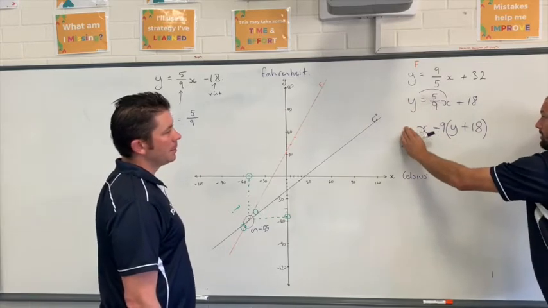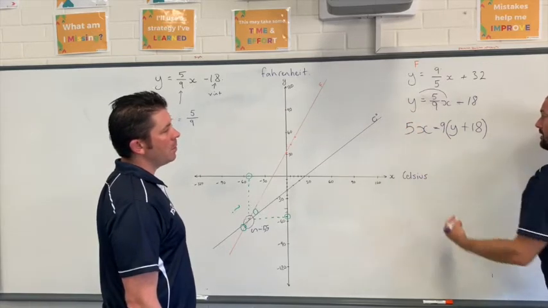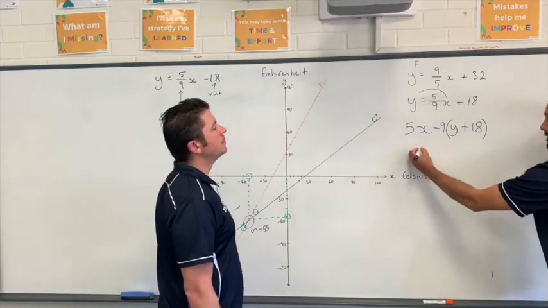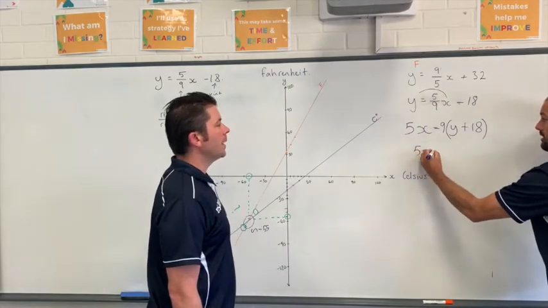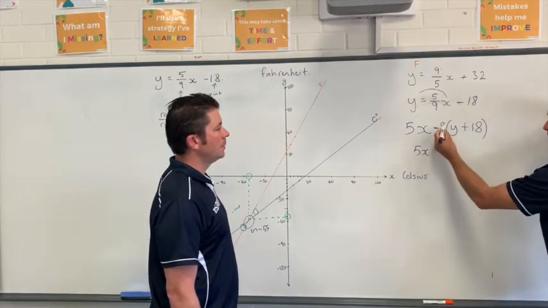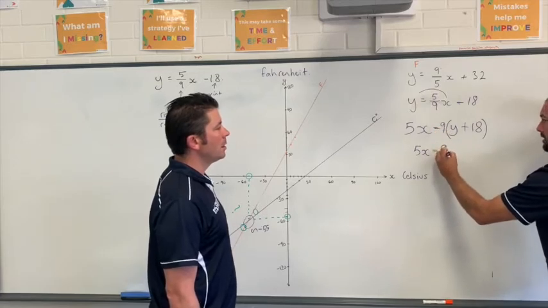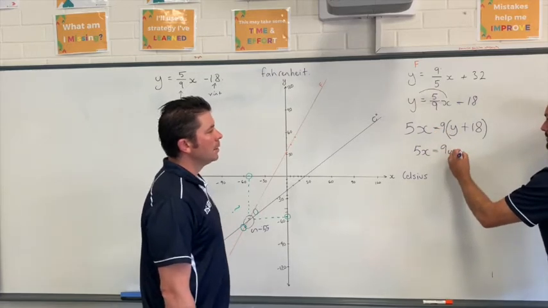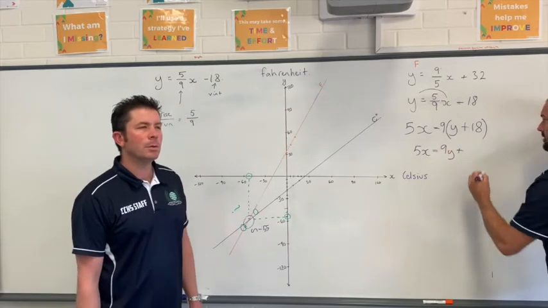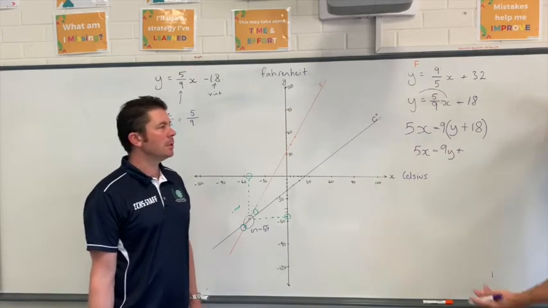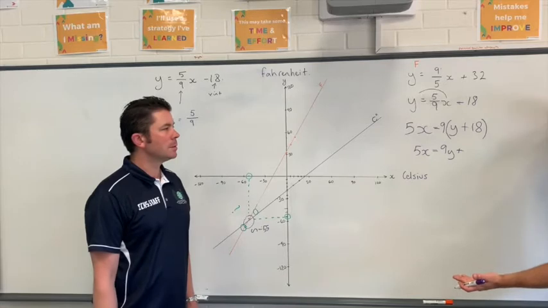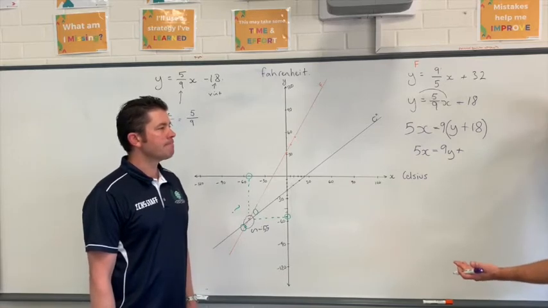Okay, let's make it a bit clearer. So there's a bit of mathing required. Now we've got 5x equals... now this distribution, 9 times y is 9y, and 9 times 18. Well, 2 times 9 is 18, so 10 times 18 is 180, minus 18, which would be 162.